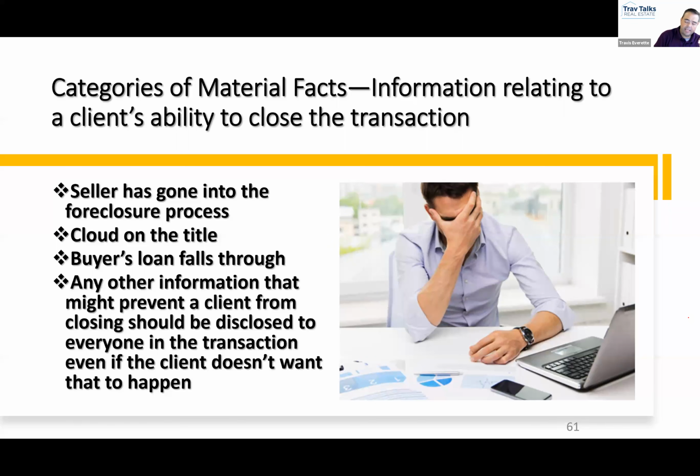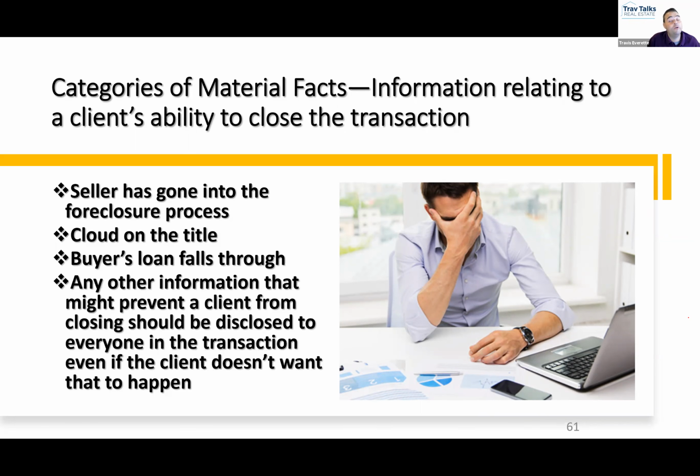If it affects whether or not somebody can close, it's a material fact. I'm going to say that again. If it affects whether or not somebody can close, it's a material fact. Buyer can't get a loan. Does that affect their ability to close? Yes. Then it's a material fact. And if it's a material fact, who do we disclose it to? Everybody. Let me throw that out there for you.